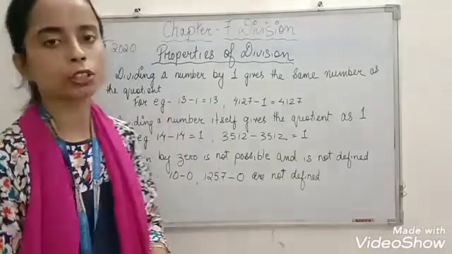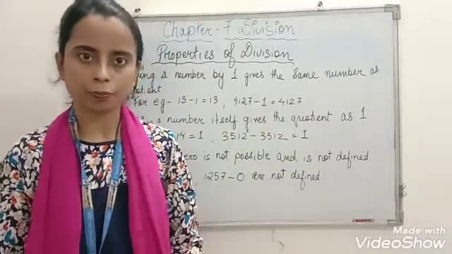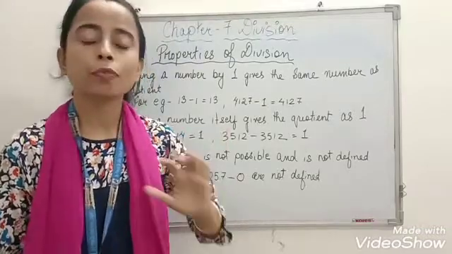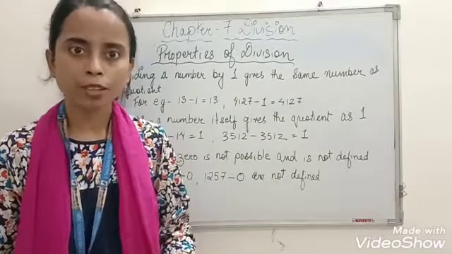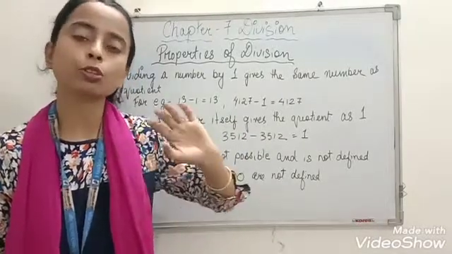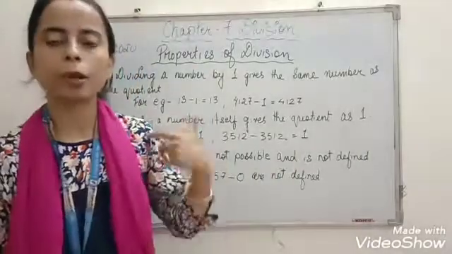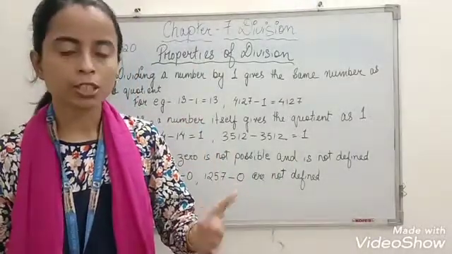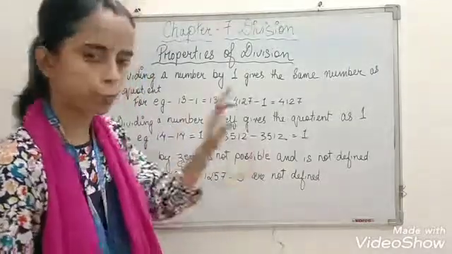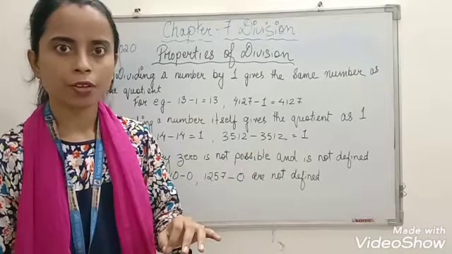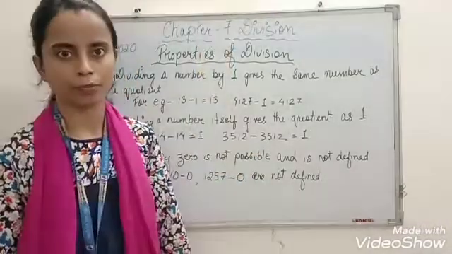Okay? So children, let's give a quick recap of what we have learned in today's class. In today's class, we have learned how to divide a 4-digit number by a 2-digit number. Then we have learned how to check the division process, and lastly we have learned the properties of division. So children, whatever I have taught you, kindly go through it once and practice it once. Alright? Next class we will continue with the division chapter. Thank you.